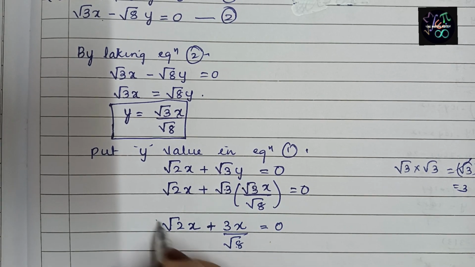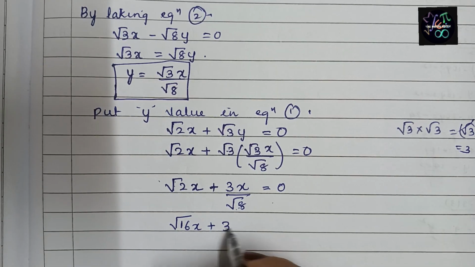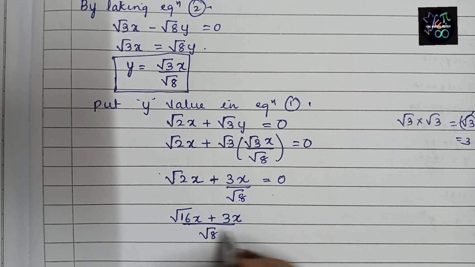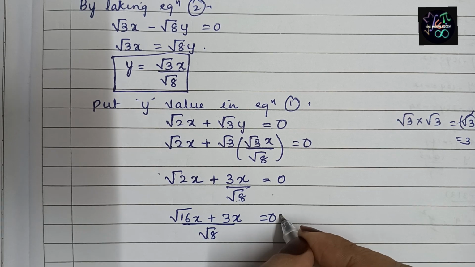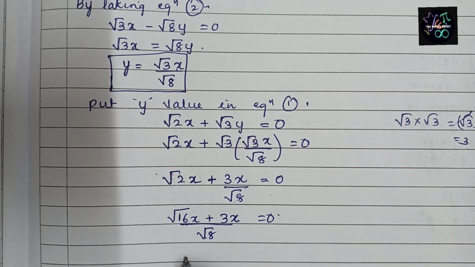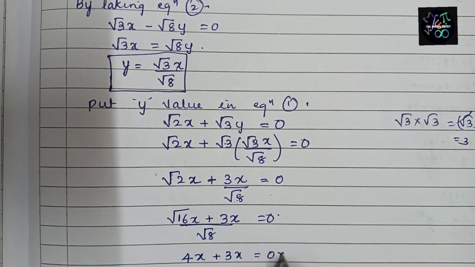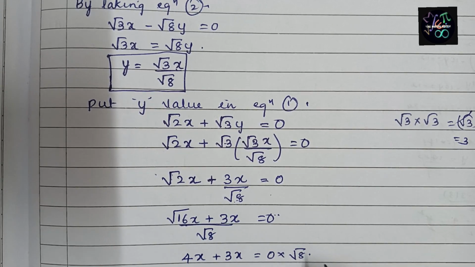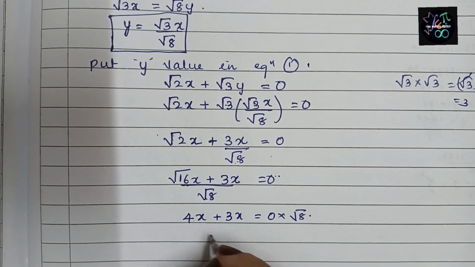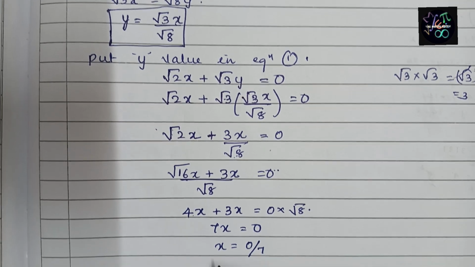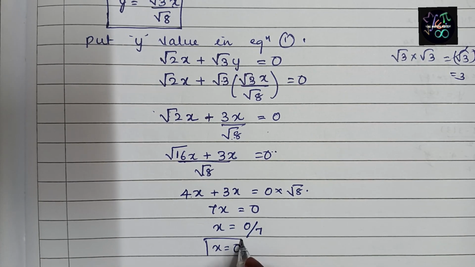Now we will multiply here. Root 8 into root 2 is root 16, x plus 3x, upon complete root 8, is equal to 0. Now root 8 will get multiplied to 0 and it will go. Root 16 is nothing but 4. So 4x plus 3x is equal to 0 into root 8. Divide will become multiply, and any number multiplied by 0 is 0. 7x is equal to 0. X is equal to 0 by 7. So what we got? X is equal to 0.